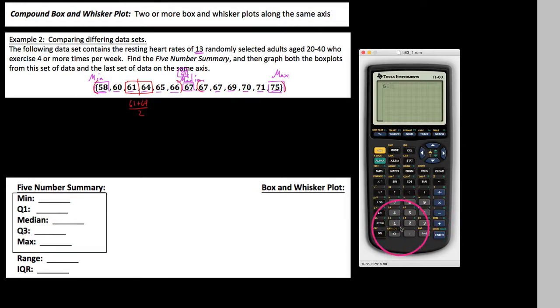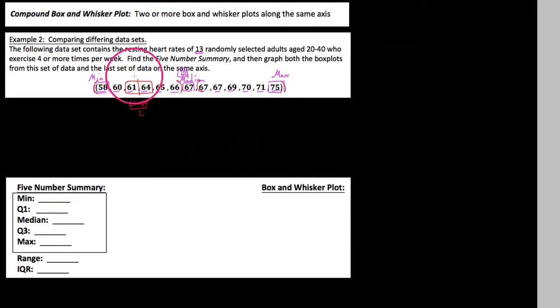And so we're going to say 61 plus, not times, plus 64, enter, divided by 2. We get 61 plus 64 is 125, and we'll take 125 divided by 2, which is what I had meant to type in there. So 62 and a half, and I'm going to put this on top here.